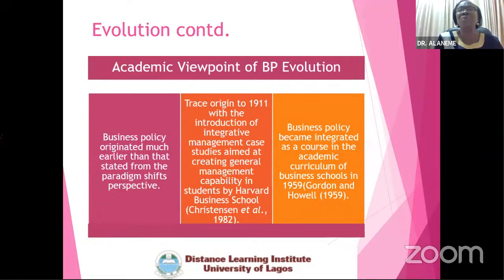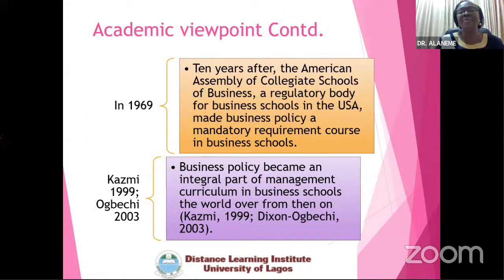The other person also is Pearson. Pearson also had a study. And not until 10 years after did the American Assembly of Collegiate Schools of Business, which is a regulatory body guiding the business schools in the USA, make it a mandatory course. Business policy became a mandatory course in business schools, okay?